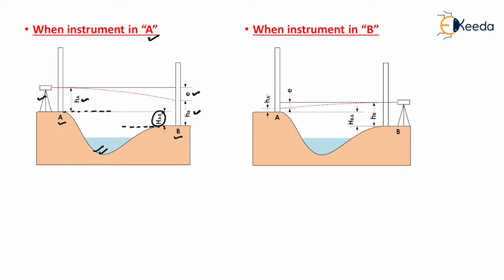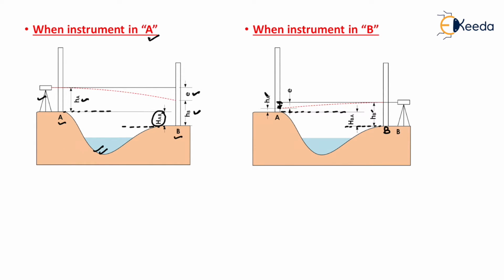Now we shift the instrument to B, or near station B, and take the reading at B as well as at A. The reading at B will be HB dash and the reading at A will be HA dash, with some error, that is E, which is shown here. The differential level between A and B is now known as HBA.